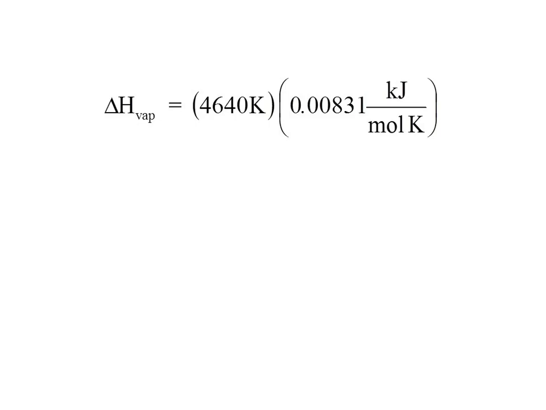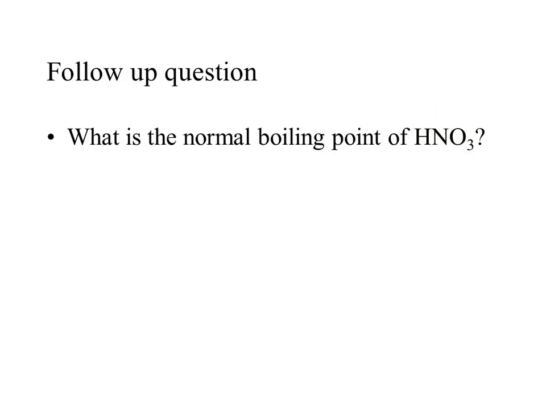So how are we going to round this? 3 sig figs. Heat of vaporization for nitric acid then would be 38.6 kilojoules per mole. Not bad. Any questions? So there's all sorts of things you can do with a Clausius Clapeyron plot. Find your way around.